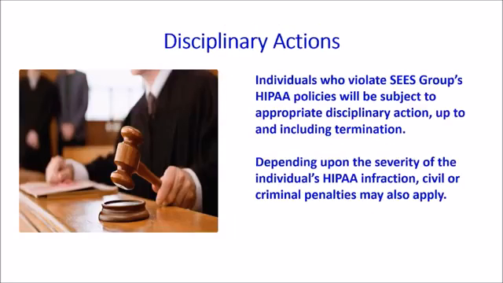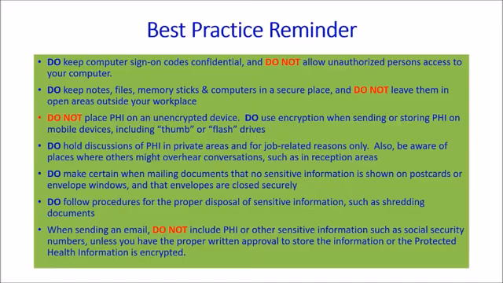HIPAA violations do have consequences. As of 2013, covered entities are required to enforce sanctions or disciplinary action when employees are found to have violated policies in place to comply with a HIPAA privacy or security rule. In addition to disciplinary action, individuals who violate HIPAA may also be subject to civil or criminal penalties imposed by the federal government, depending upon the type and severity of the violation.